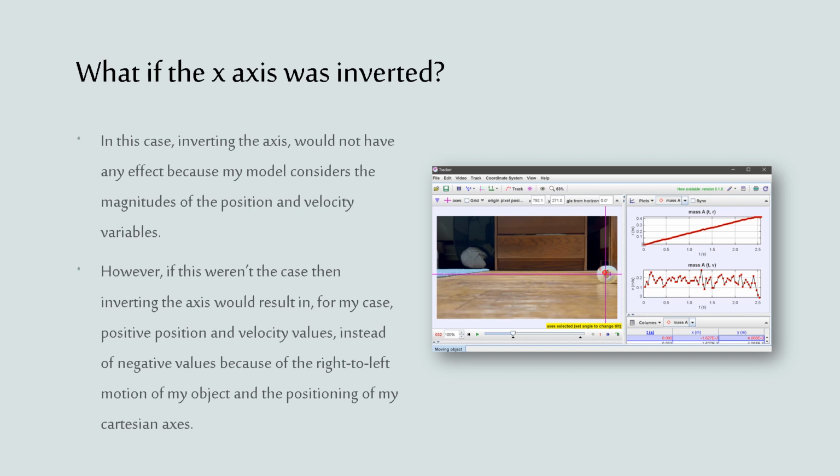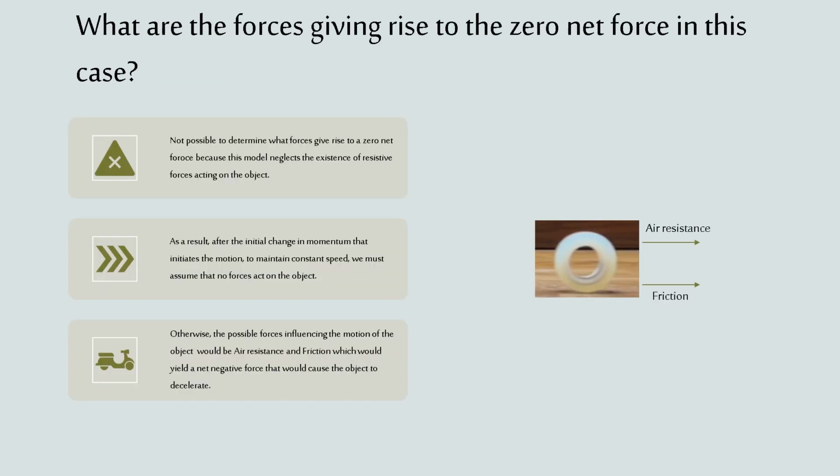So, what if the x-axis was inverted? In this case, I believe that inverting the axes would not have any effect because my model only considers the magnitudes of the position and velocity variables. However, if this weren't the case, then inverting the axes would result in positive displacement and velocity values instead of negative values because of the right to left motion of my object and the positioning of my Cartesian axes.